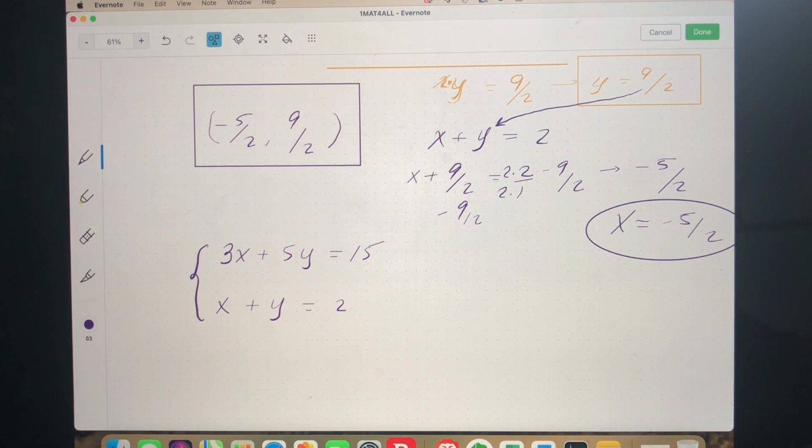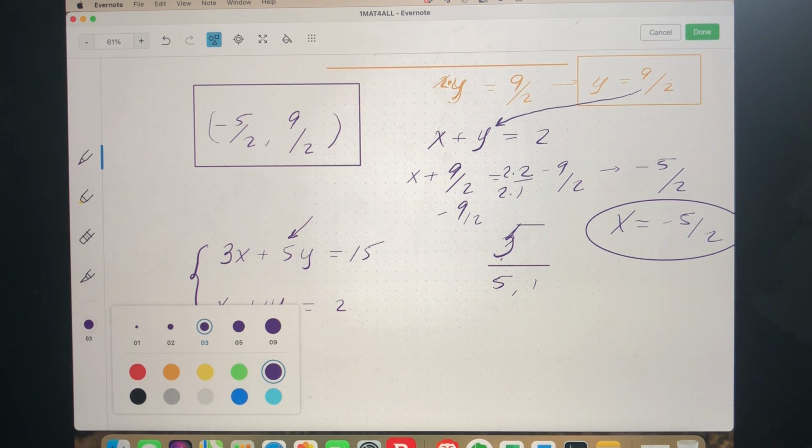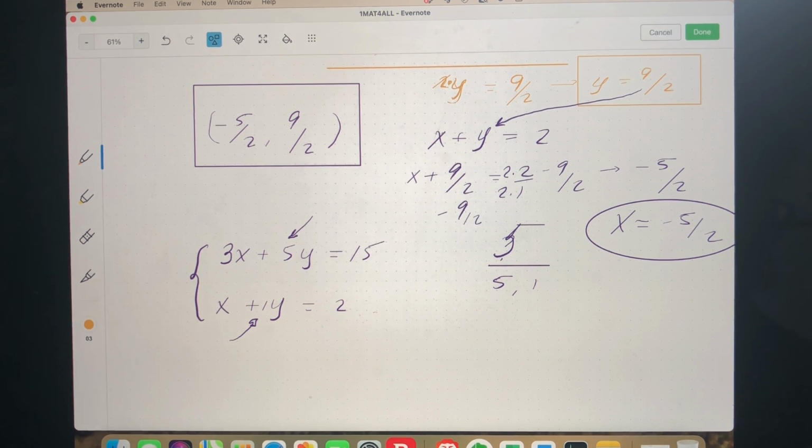So this time, to cancel the y, the LCD for the y is a number that can be divided by both 5 and 1, and such a number is 5. 5 is the smallest such number. So we need 5's in front of both y's. We already have it in the first equation. We do not have it in the second. And what we need is opposite signs. So we need to multiply both sides of our second equation by -5 all the way through.